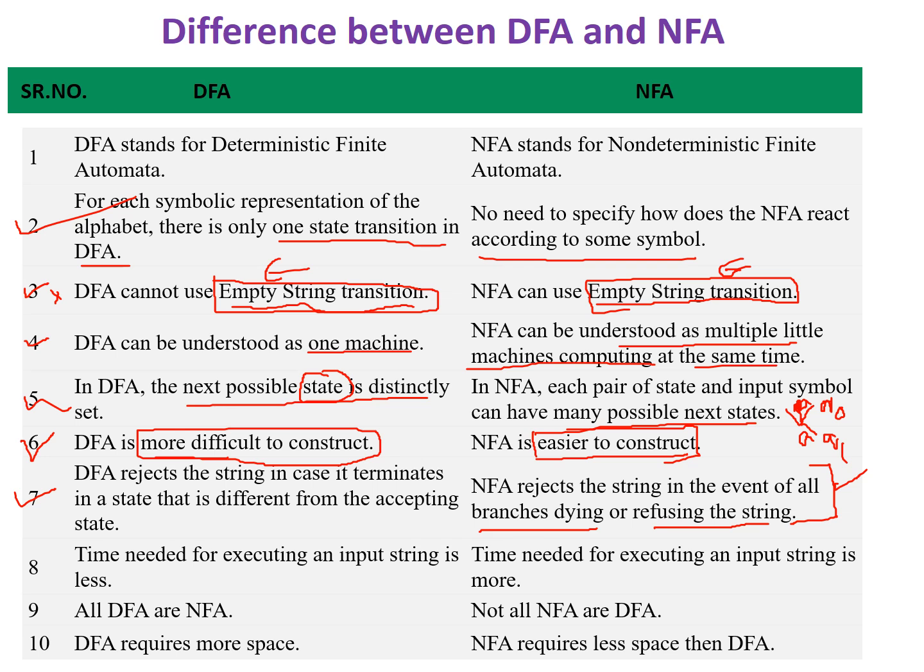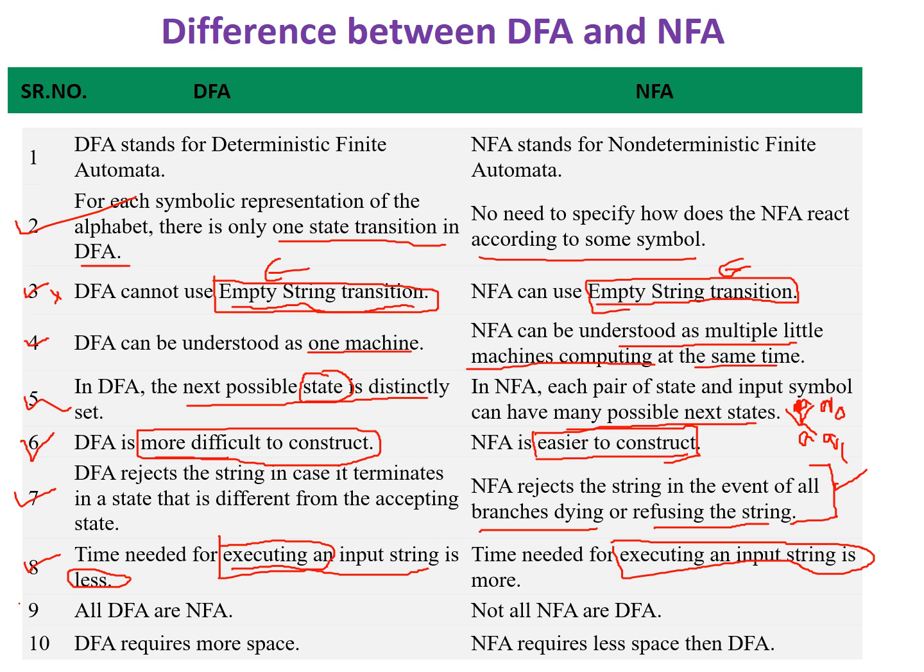The eighth point: the time needed for executing an input string is less in the case of DFA. Any input takes less time to execute as compared to NFA. The reason is that DFA has only one machine executing at each time, whereas in NFA it can compute multiple machines at a time. That is the reason it takes more time as compared to DFA.